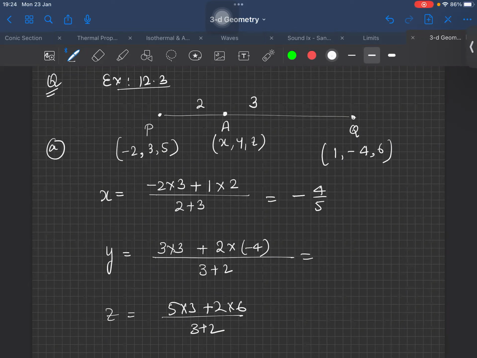This will be 9 minus 8, so 1 by 5. This will be 15 plus 12, so 15 plus 12 will be 27 divided by 5. So this will be the coordinate of point A.